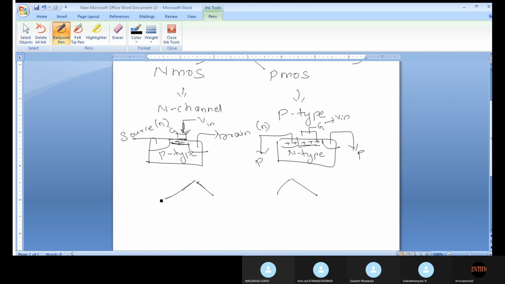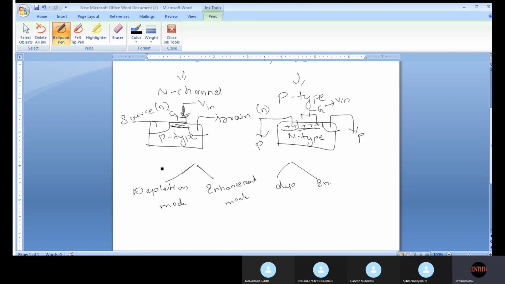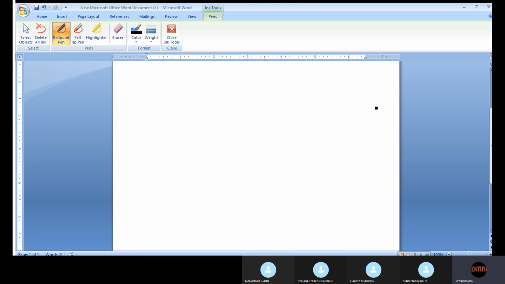In MOS, we have depletion mode MOSFET and we have enhancement mode MOSFET. Here also, in P type we have depletion and also enhancement. What do you mean by depletion mode MOSFET and enhancement mode MOSFET? Can anyone answer this question? Do you know what is enhancement and depletion? If you don't know, I will tell you.